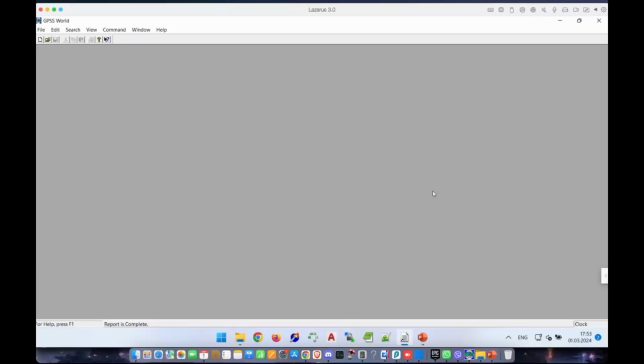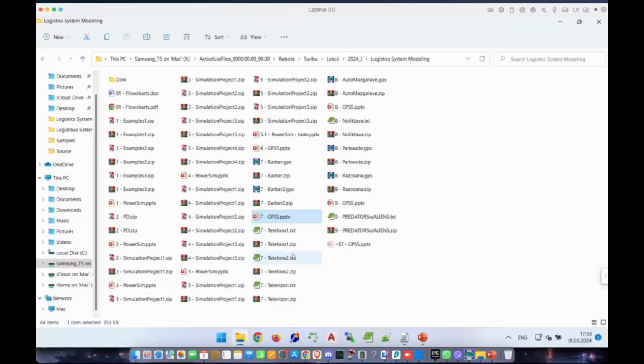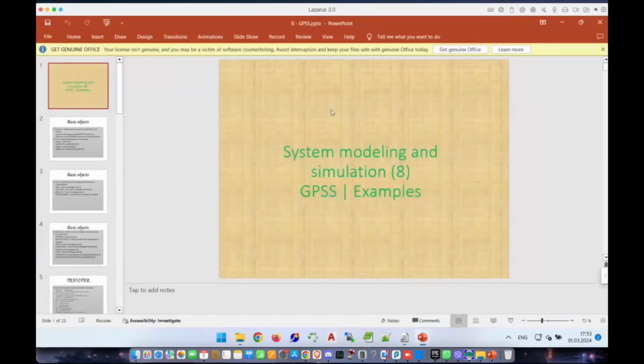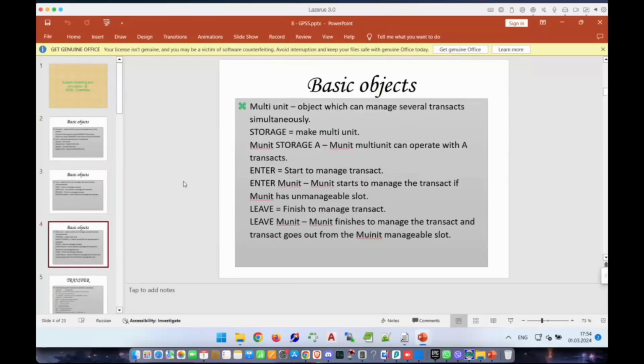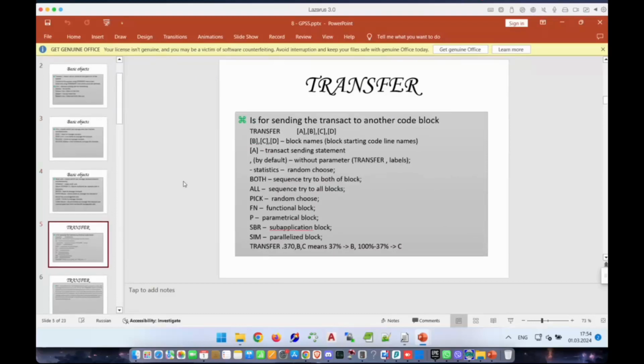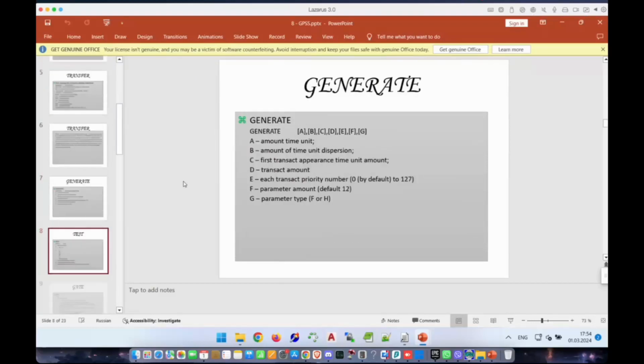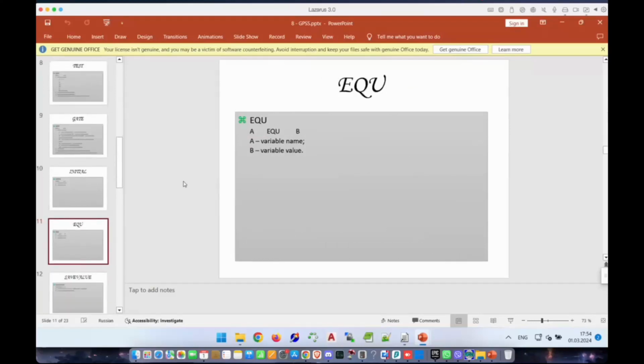So let's move forward, and let's take a look at another example, an extension of our knowledge about GPSS. So let's move to the next slide, to the next presentation. Here we have a small reminder about every one of the aspects which we took a look at. And maybe let's take a look at some of the cool examples.